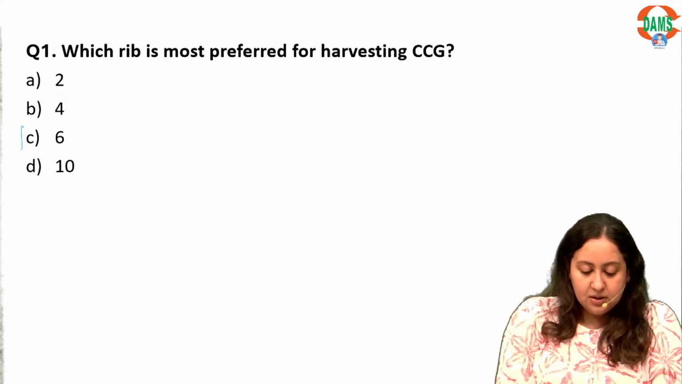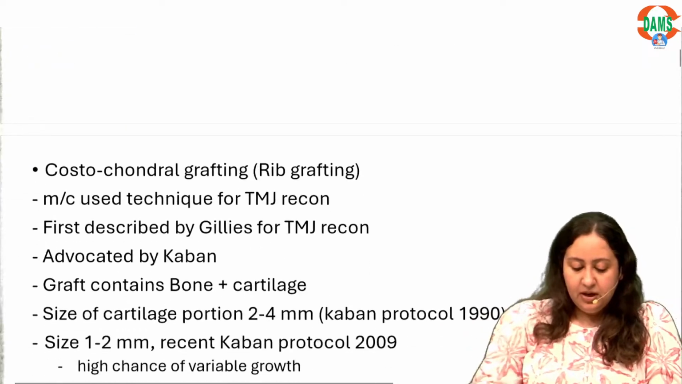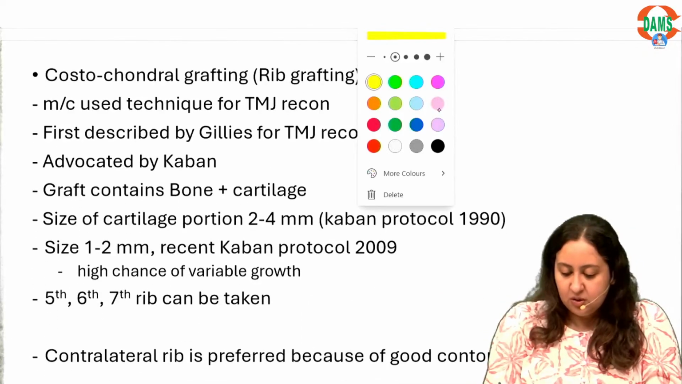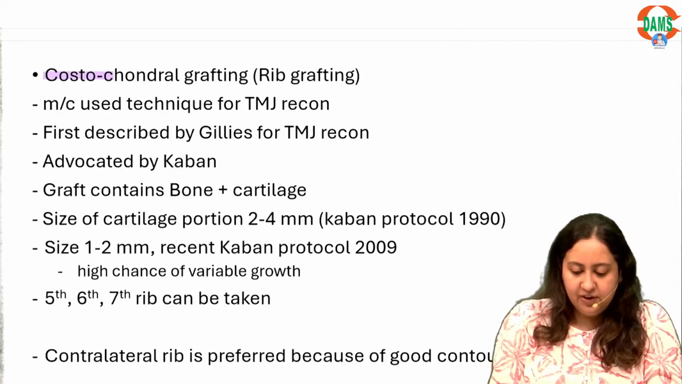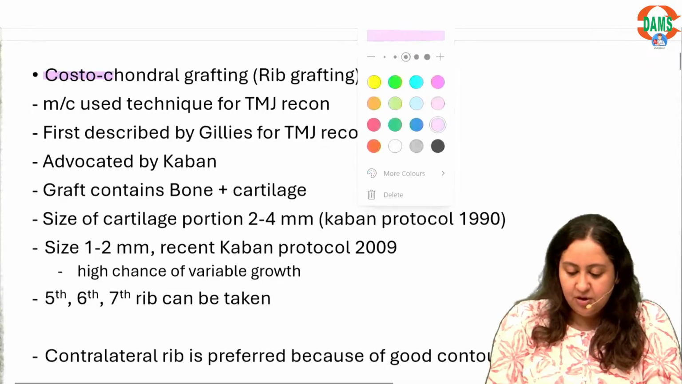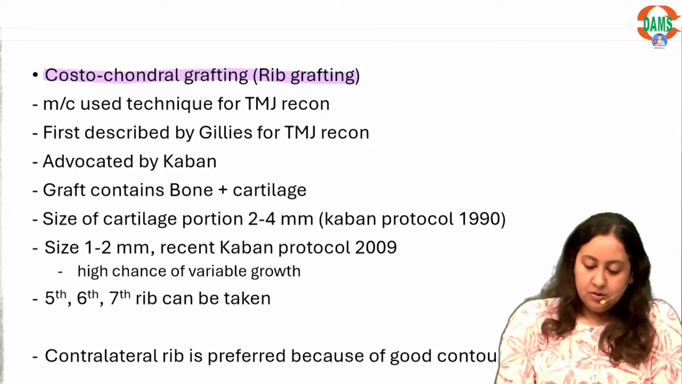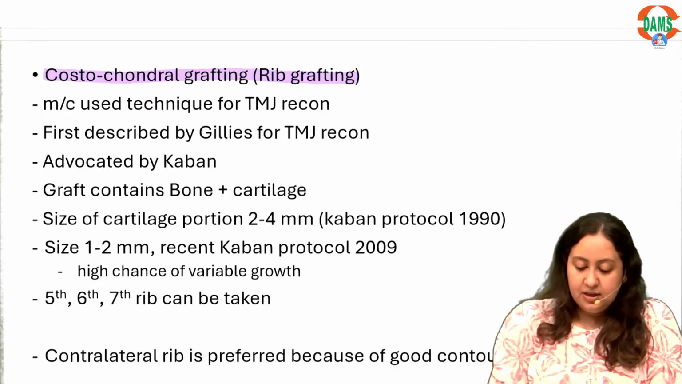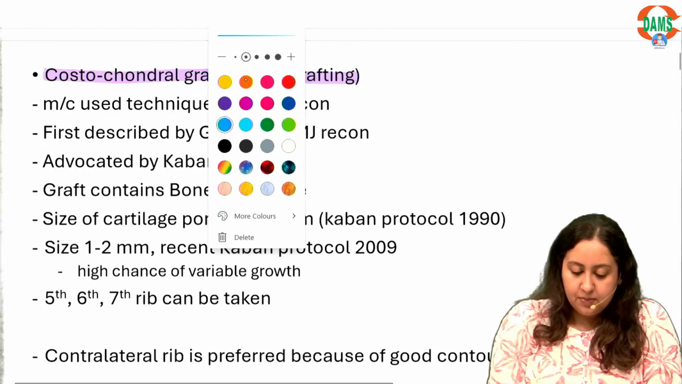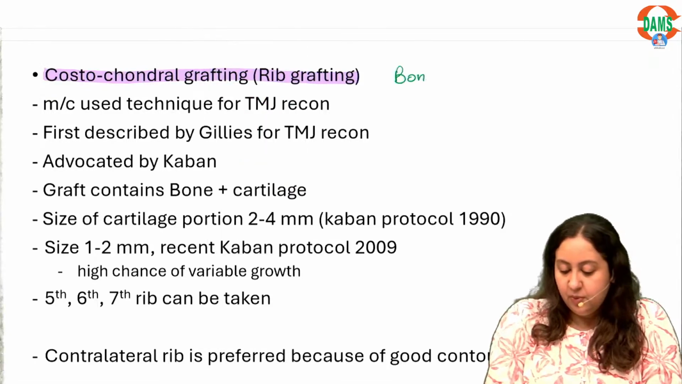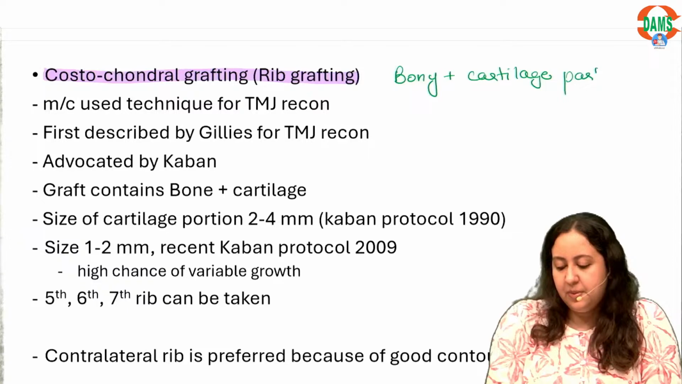So the correct answer here is option C, that is 6th rib. We will quickly revise a few points regarding costochondral grafting, which in very simple terms is nothing but rib grafting. When we say costochondral, it means bony plus cartilage part, and this cartilage part is the growth center.